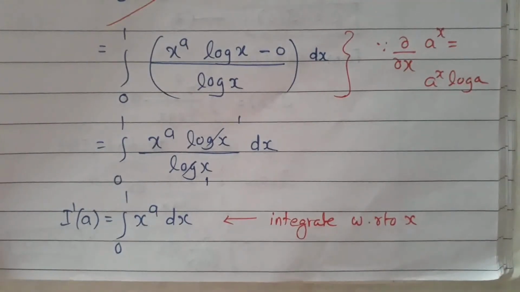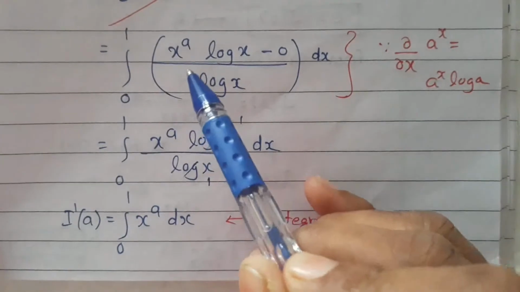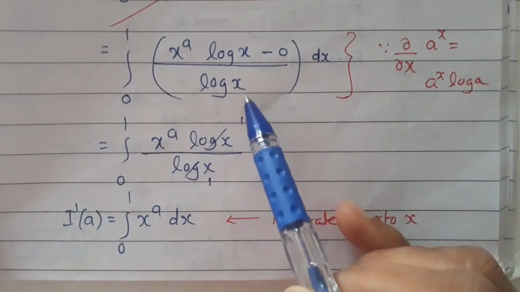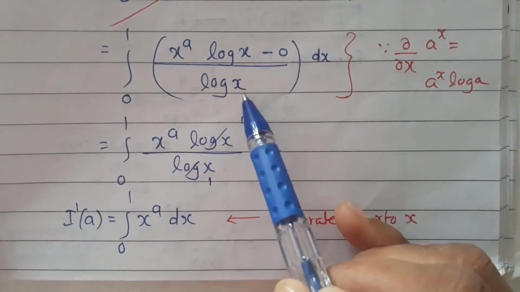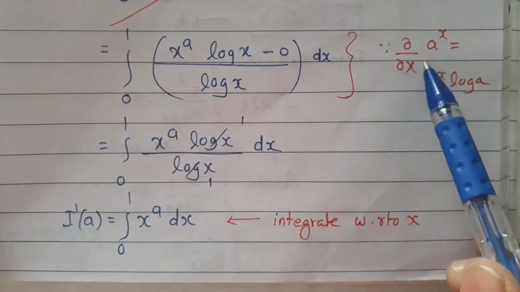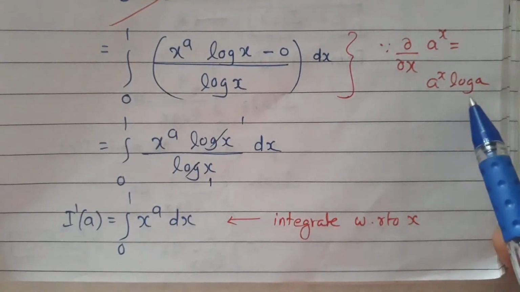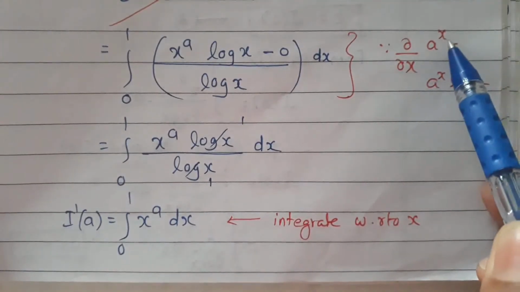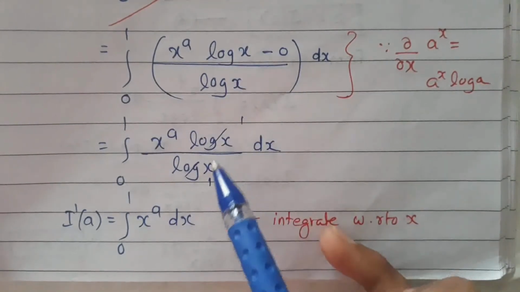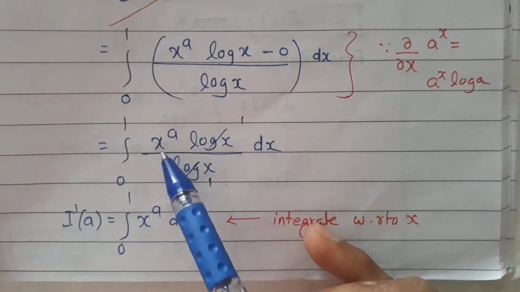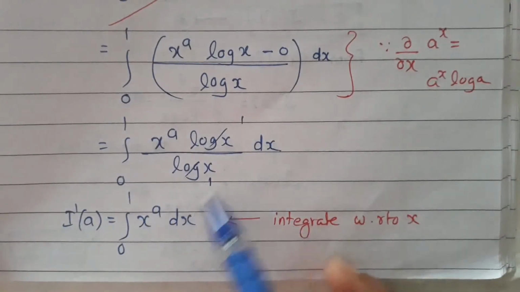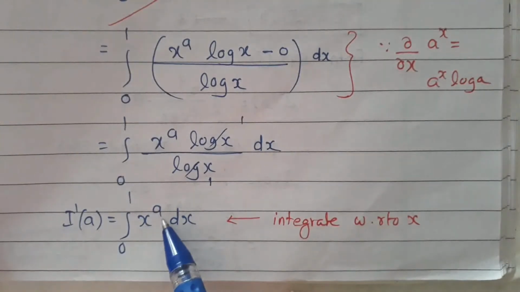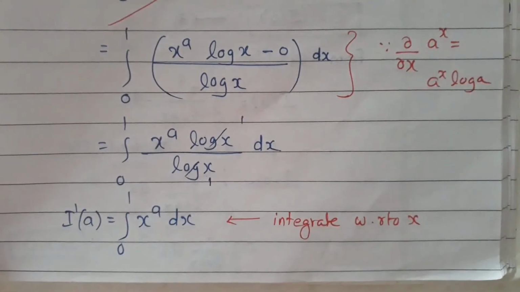Partial derivative of x raised to a is x raised to a log of x. Partial derivative of 1 is 0, and log of x is a constant, so keep this as it is. Since we know that the derivative of a raised to x is a raised to x log of a, use the same technique here, only our function is of the form x raised to a. So log x and log x will get cancelled here, and only one function is left, that is x raised to a. So integrate this function with respect to x, keeping a totally as a constant. So I dash of a is equal to this.